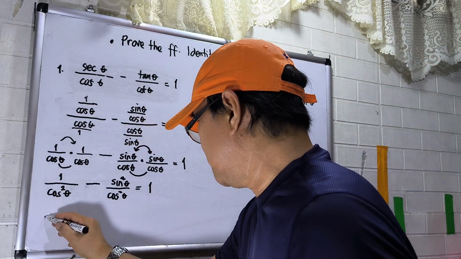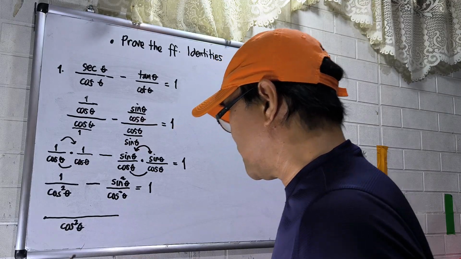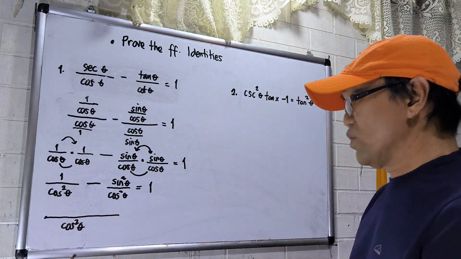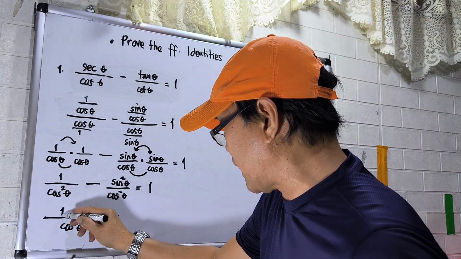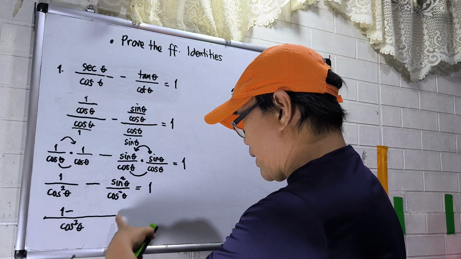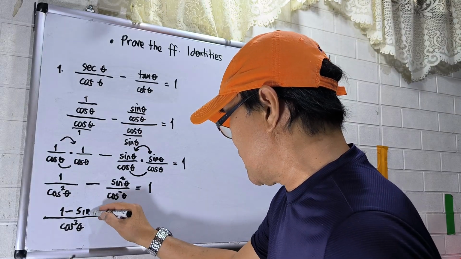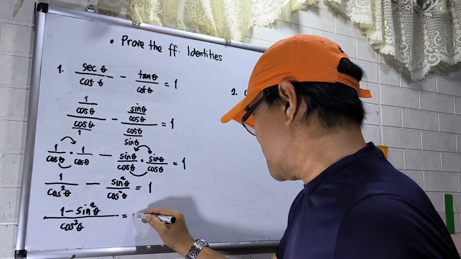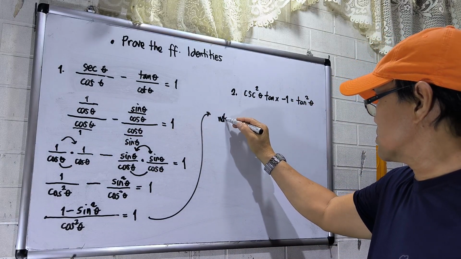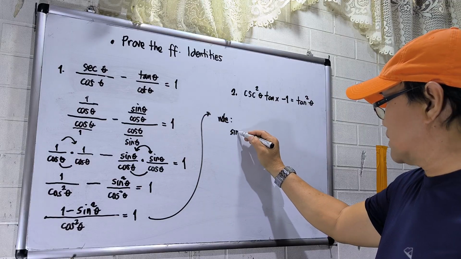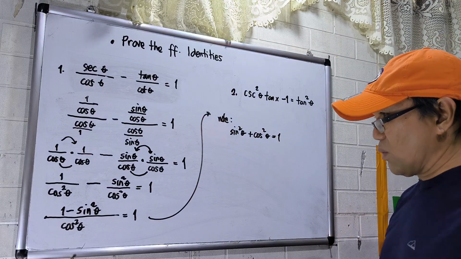Then LCD. LCD will be cosine squared theta because they have the same denominators. So divide, that will be 1 times 1 is 1. Minus cosine squared divided by cosine squared, that is 1 times sine squared. So this will be sine squared theta is equal to 1. Note, from our identity, sine squared theta plus cosine squared theta is equal to 1.